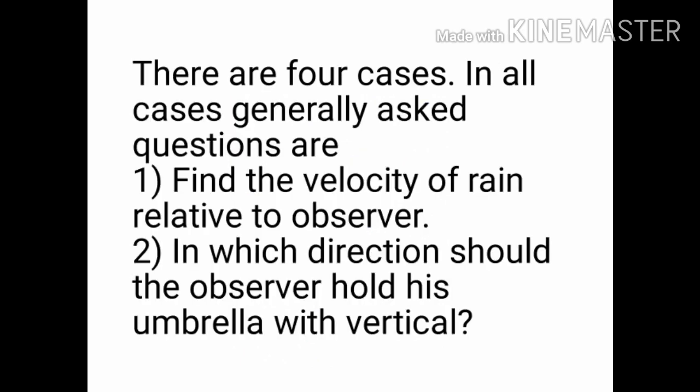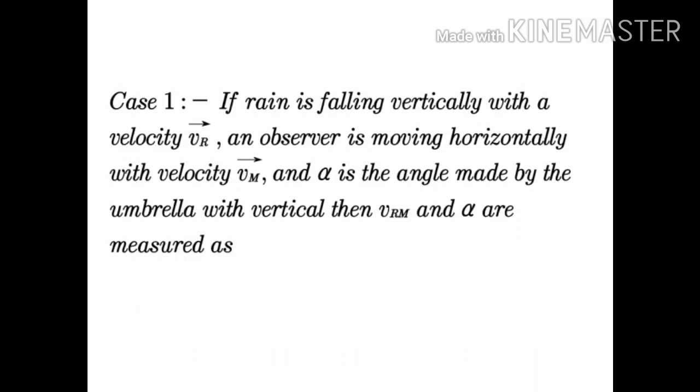To do the numericals based on this rain umbrella concept, we have 4 cases. In all the 4 cases, the generally asked questions are to find the velocity of rain relative to the observer, and in which direction the observer should hold his umbrella to keep it vertical. First we deal with case 1: rain is falling vertically with velocity VR bar, an observer is moving horizontally with velocity VM bar, and alpha is the angle made by the umbrella with the vertical.